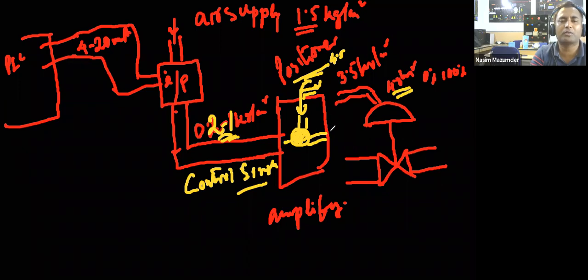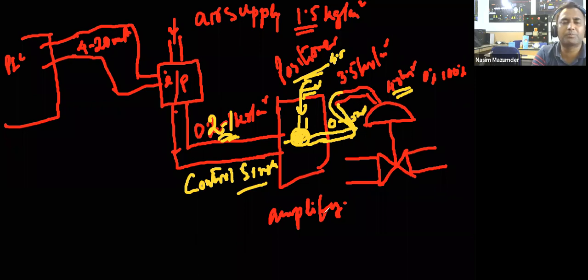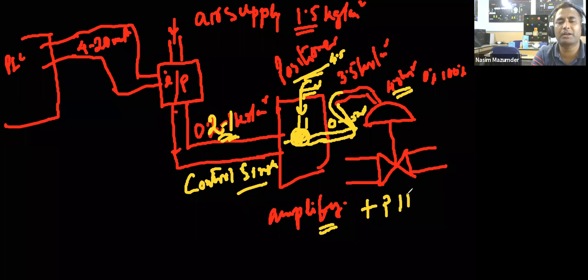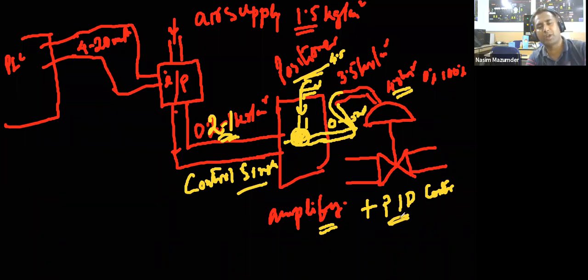Now this ball will be moving based on how much pressure is coming here. This will allow from 0 to say 4.5 kg per centimeter square air pressure to be coming here, and this can be connected with your control valve. So my positioner is nothing but an amplifier plus your PID controller, a pneumatic PID controller.